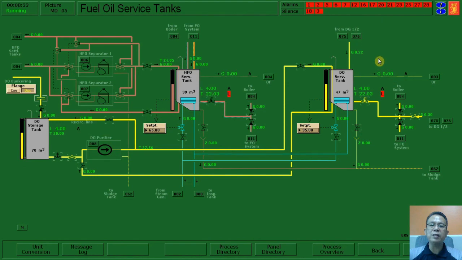Let us go with the service tanks. Okay, we can find it here, yellow in color, by opening the valve going into the boiler. So we are just going to open this one, the valve going into the boiler. And since we are already here, the HFO service tank is nearby with the DO, so we are also going to prepare by opening the valves going into the boiler.